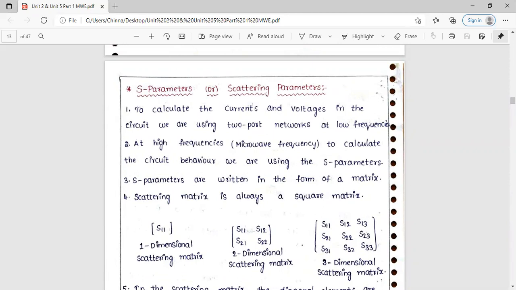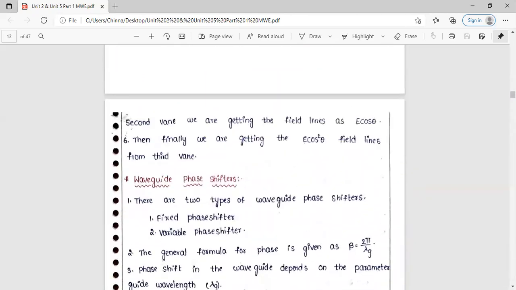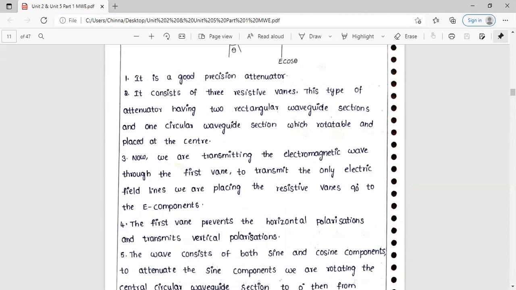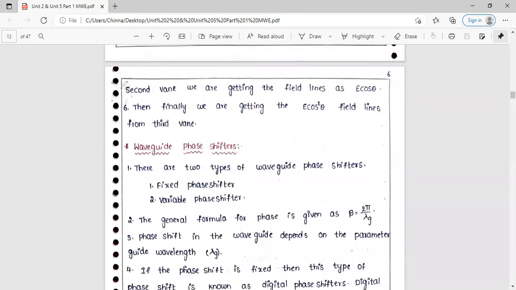Today we discussed attenuation, phase shifters, and the introduction to S parameters. Attenuation we already know, and phase shifters maintain the phase of the signal throughout. This is the representation of the phase shifters.